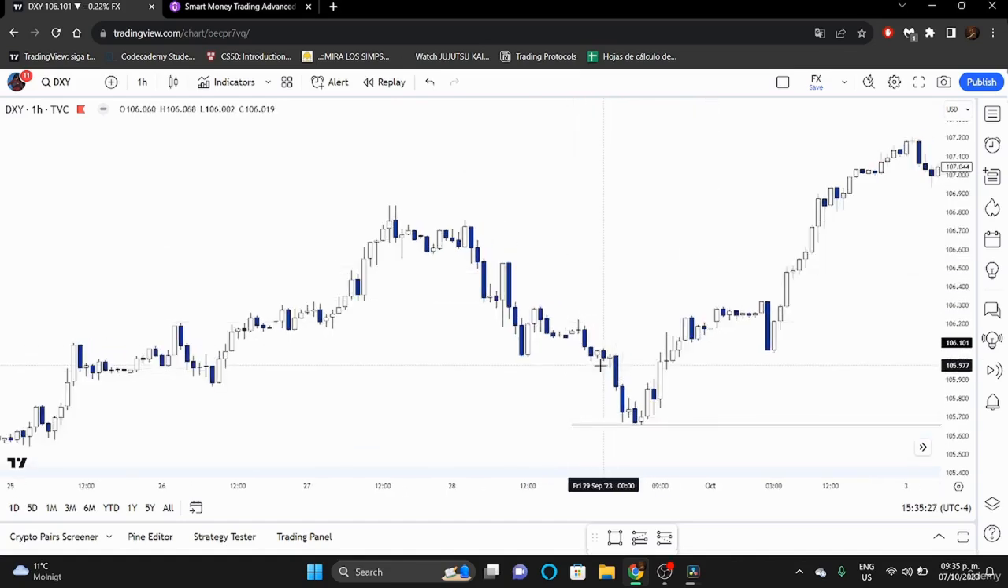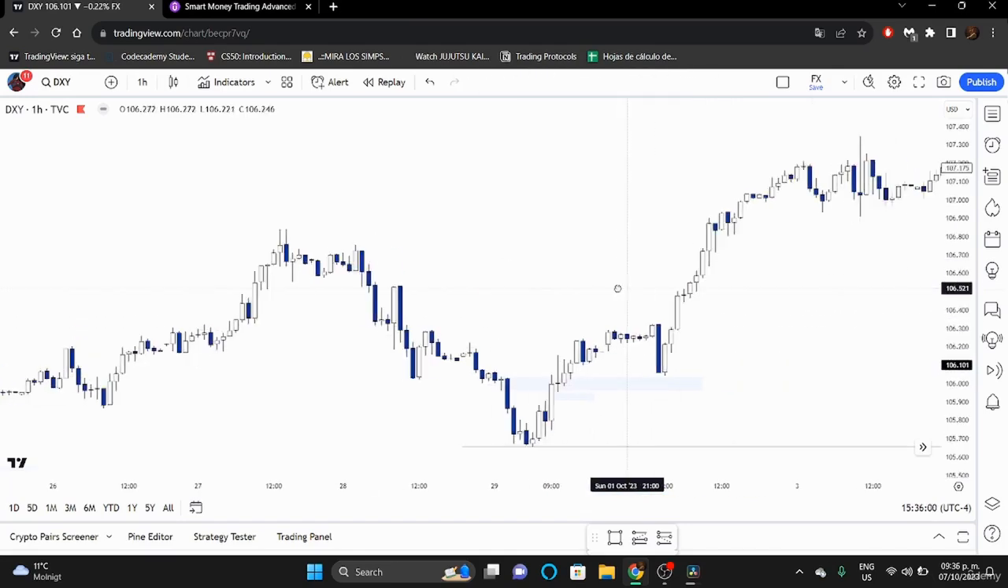Now, we have this fair value gap, which we think price should respect, but it just trades through it, then taps into it, goes a little bit higher. What are we looking at? Once we trade through this order block, we have nothing. There's no fair value gaps. So we're looking at this fair value gap and this inverse order block. Price trades through it, taps into it again, goes higher.